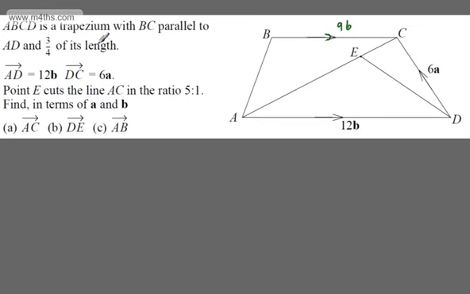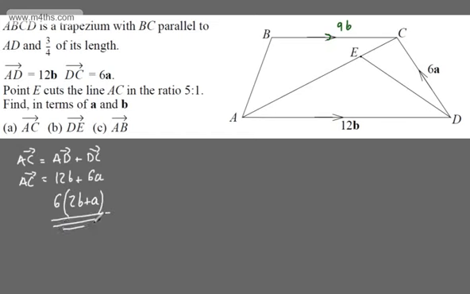So what we want to do is first find AC. AC is going to be straightforward. AC will be equal to AD plus DC. And we've got those journeys there, so nice and straightforward. AC is going to be equal to 12b plus 6a. Now I'm going to factor this, and I'm going to write this as 6 and then we're going to have 2b plus a. So that now is the vector AC.